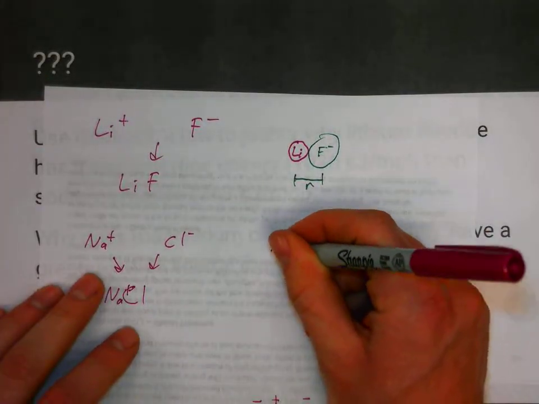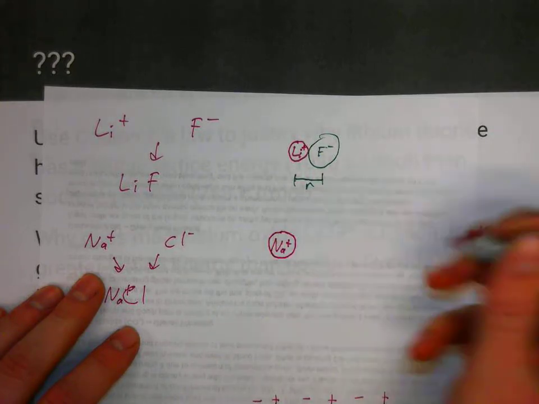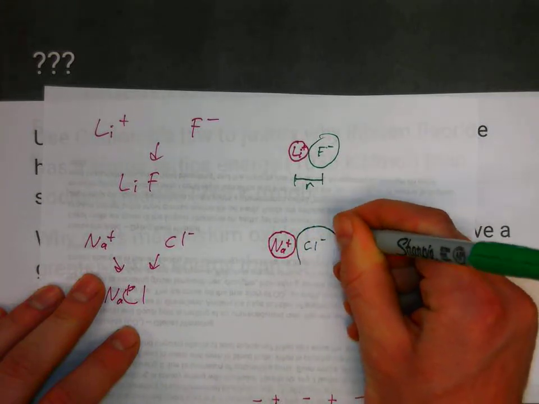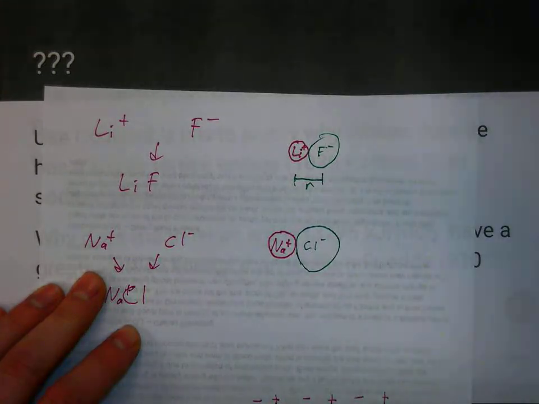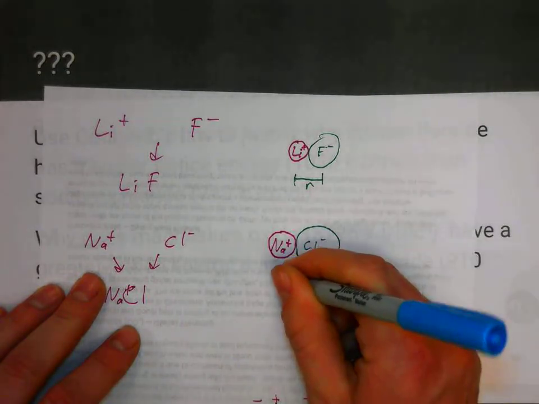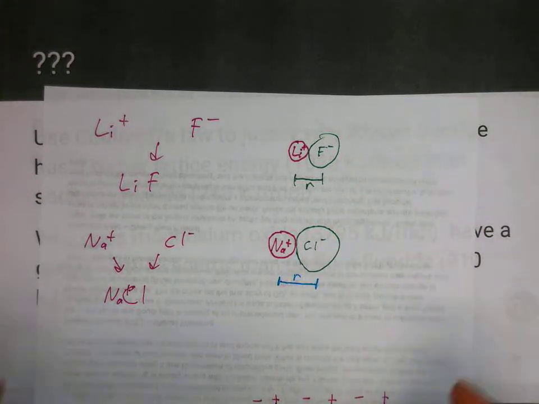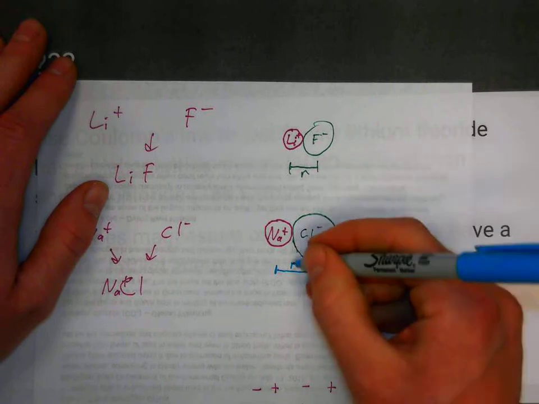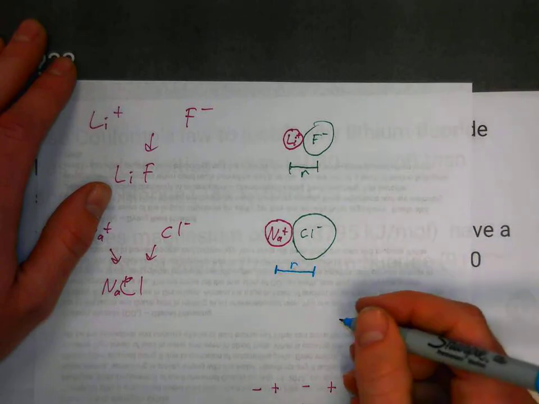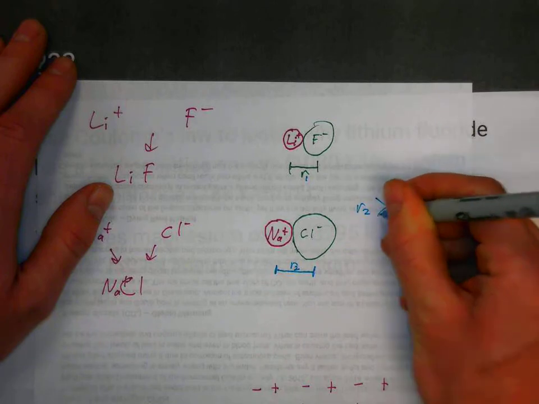So here we have the sodium. Put that there. So sodium's a little bit larger than the lithium ion, and the chloride ion is quite a bit larger than the fluoride ion. And so let's consider now the distance between those. Use blue here. All right, so we can see then that the distance in this case is larger than the distance in this case. So we'll call this one r2 and this one r1. So r2 is greater than r1.